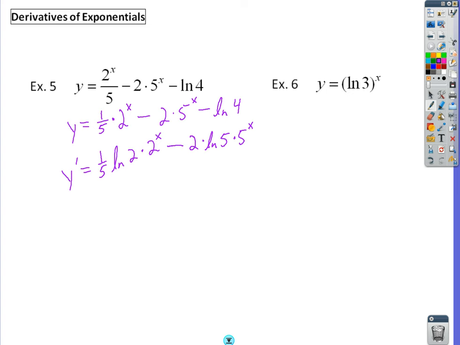Okay, and this is where you got to pause again and be thinking, oh, natural log of 4. Natural log of 4 is a number. I can put that into a calculator and it gives me a number. So when I take the derivative of a number, I should get 0.